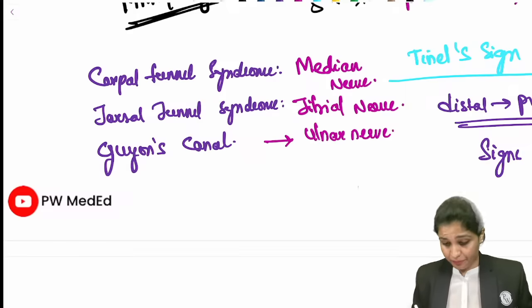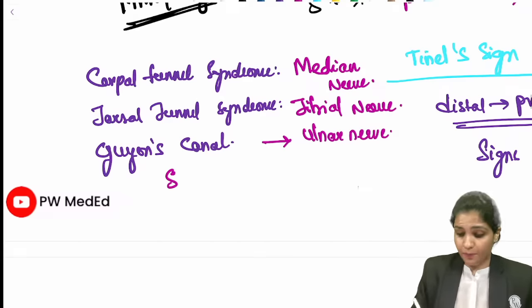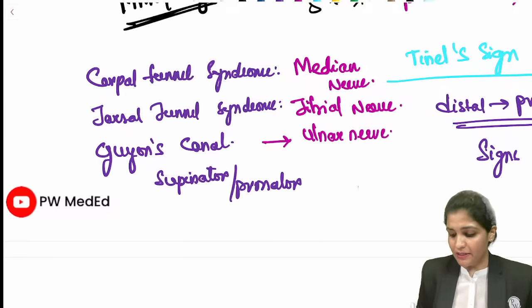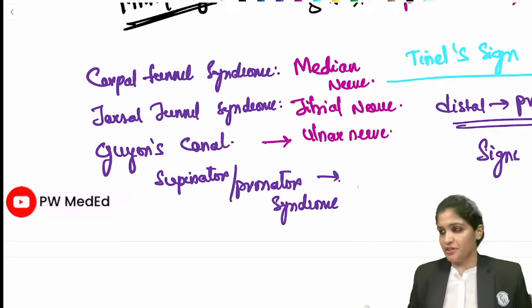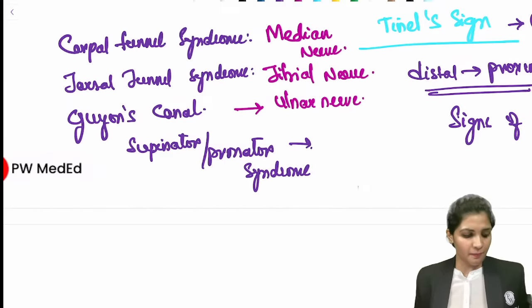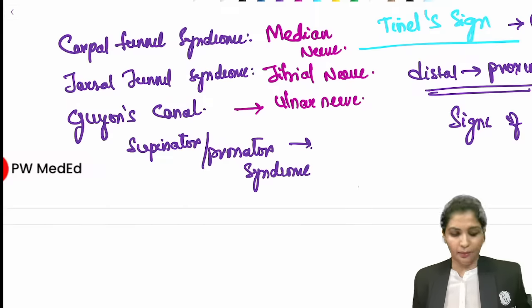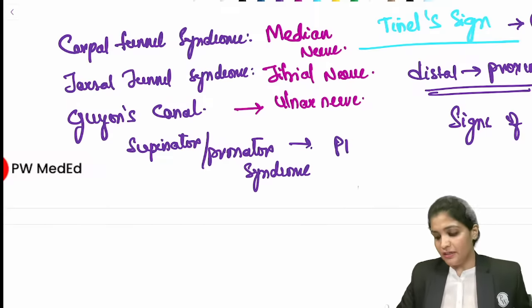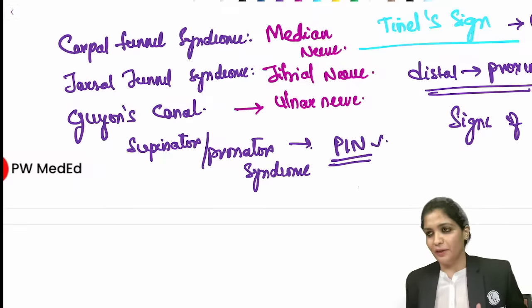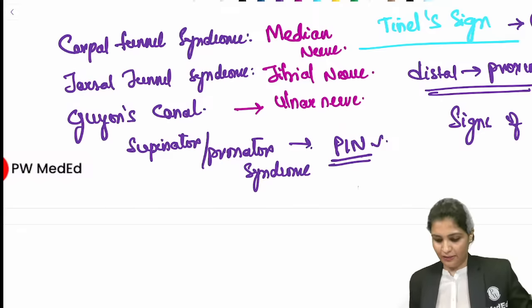And then your supinator syndrome or the pronator syndrome. Which nerve is involved in the supinator or pronator syndrome? Yeah, it is posterior tibial. Supinator or pronator syndrome, which is involved? Your posterior interosseous nerve, that is PIN. Posterior interosseous nerve is involved in case of supinator or pronator syndrome, right?